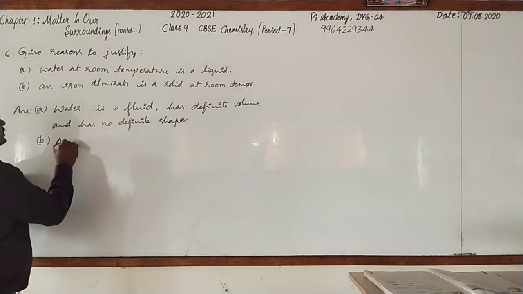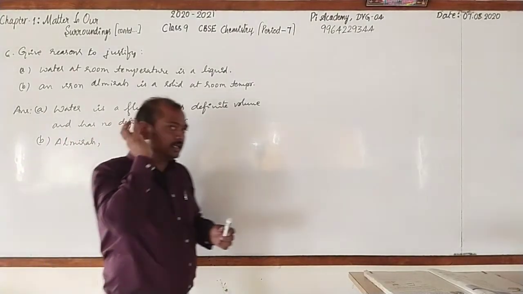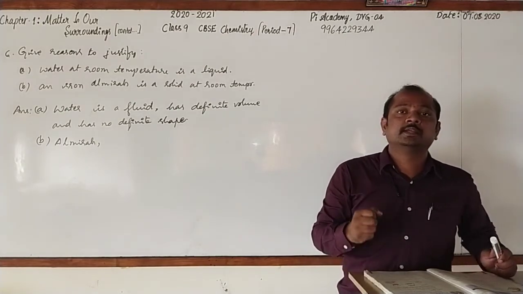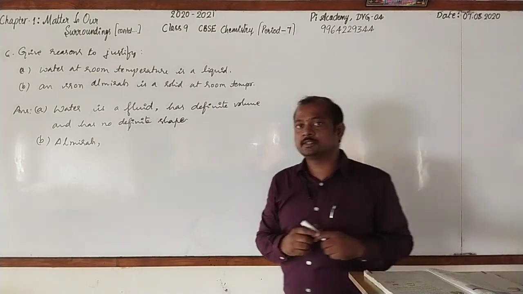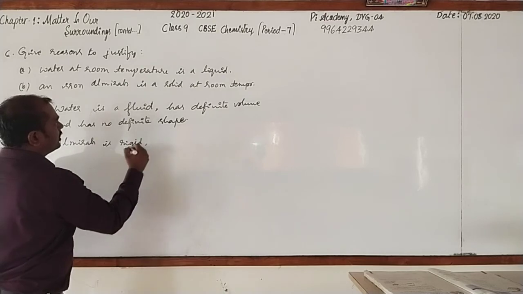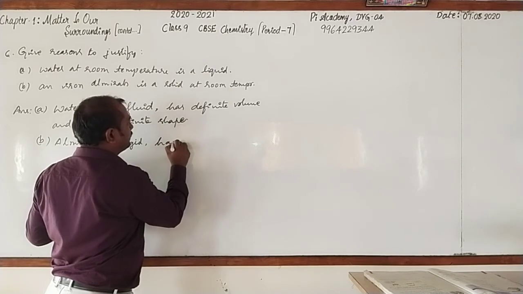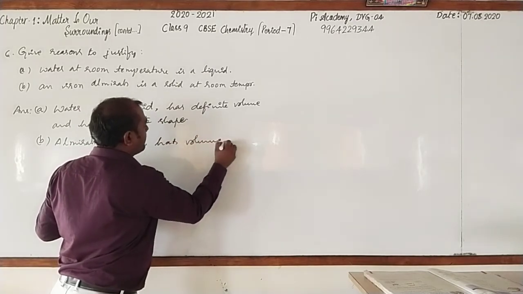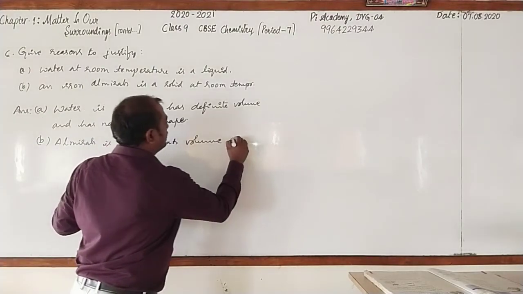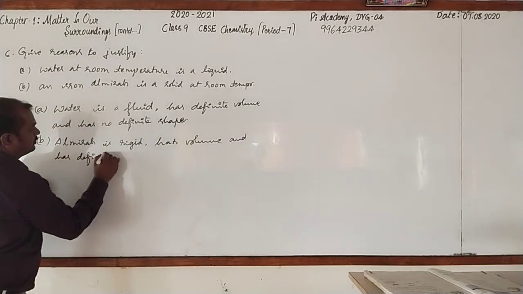Next, B. An almirah is a solid at room temperature. Then here I'll write almirah. Now, whether it has an ability to flow? No. Then what it is? Whether it is fluid or rigid? It is rigid. We can write is rigid. Of course, even it has a definite volume. Solids have definite volume. And almirah has definite volume. And has definite shape also.